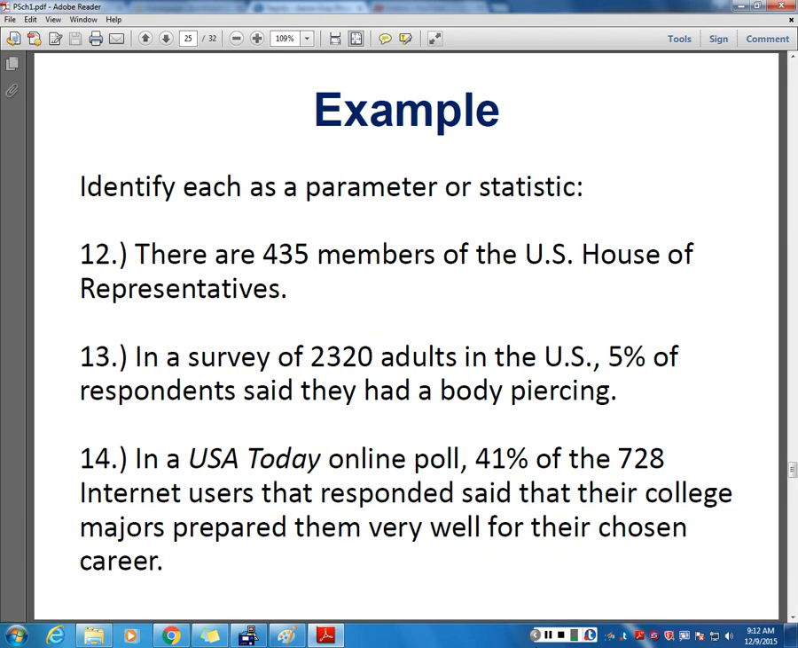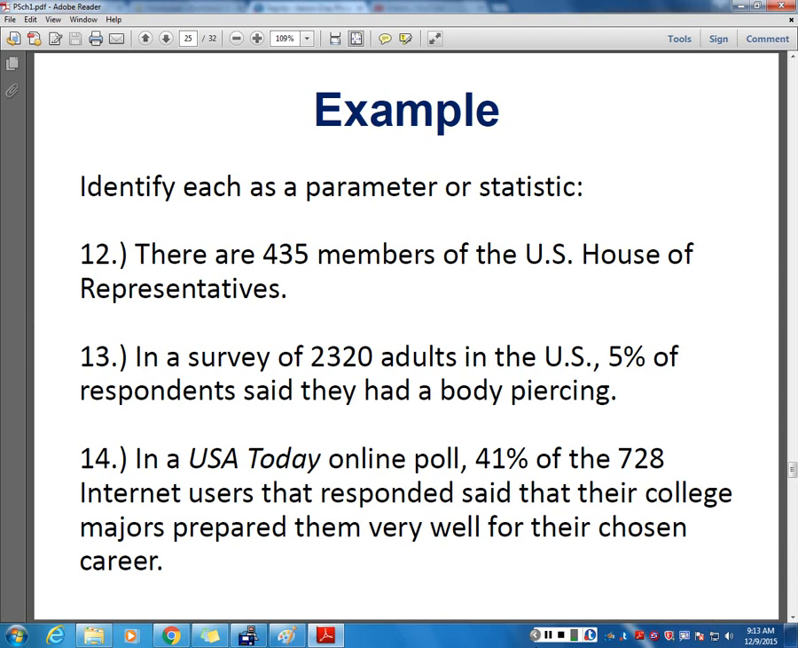Number 13, in a survey of 2,320 adults in the U.S., 5% of respondents said they had a body piercing. The 2,320 describes the number of adults in the U.S. that are involved in this survey. Now, there are more than 2,320 adults in the U.S., but we're talking just about the ones in the survey. That's a sample, so the 2,320 is a statistic. And the 5% is the proportion of those 2,320. So that's also describing the sample, so it's also a statistic.